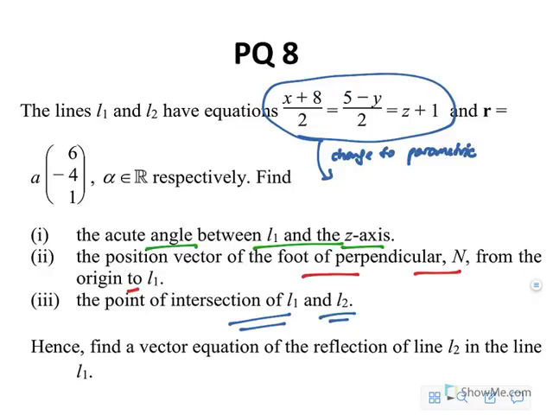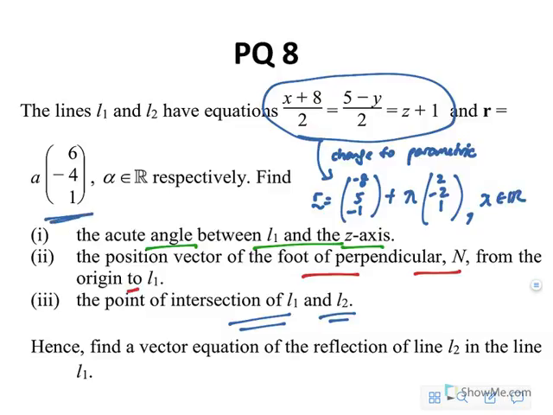Never mind, it's okay. Then the second one. After that, I want to find line 2. This is my line 2, this is line 1. I want to find the point of intersection. So very quickly, I write it off. Question 8, part 3. My line 1 looks like that.